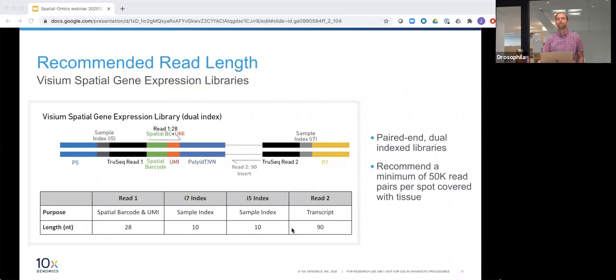And we also recommend a minimum of 50,000 read pairs per tissue covered spot. So, if your tissue is covering the whole capture area, that's 250 million reads, but most tissues don't cover that whole capture area. And so you can actually get by with quite a bit less than that 250 million that you would have if your tissue covered everything.